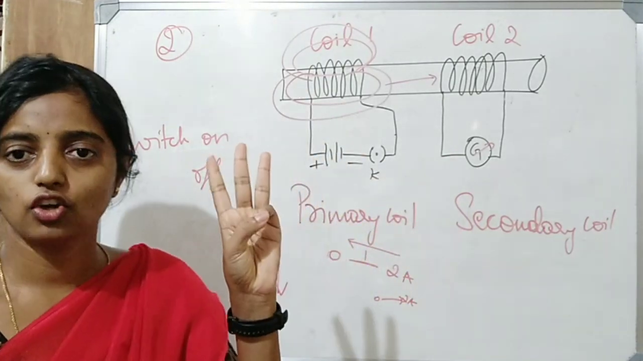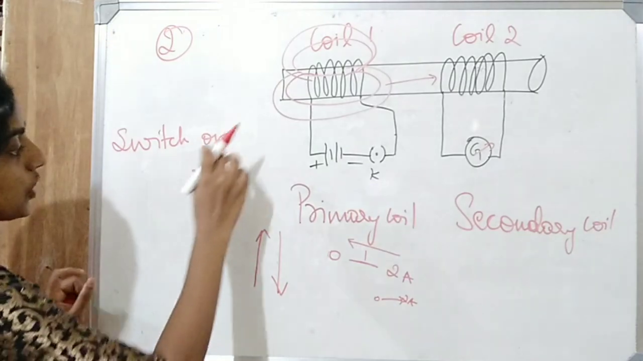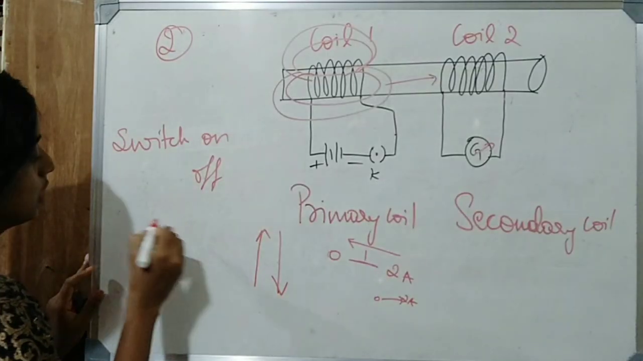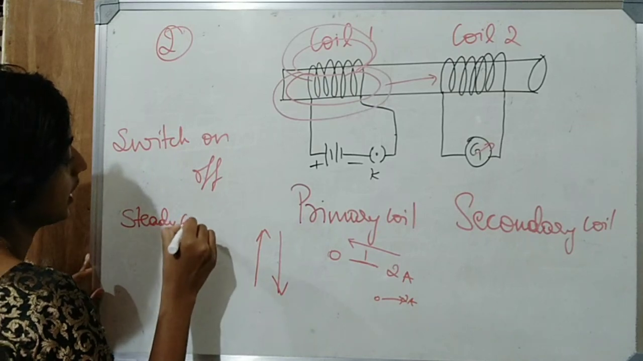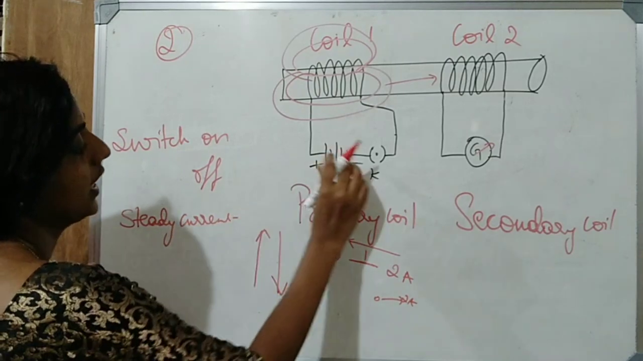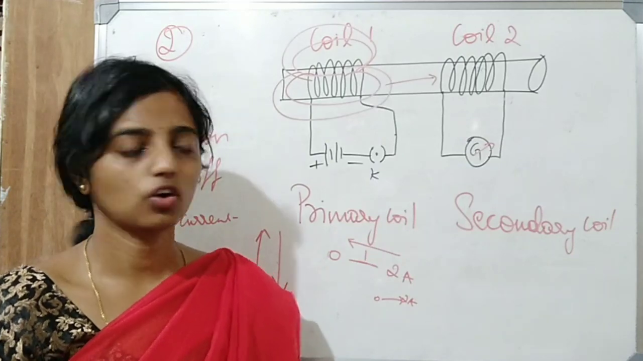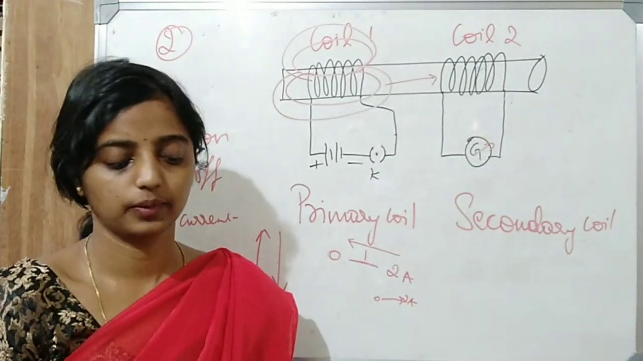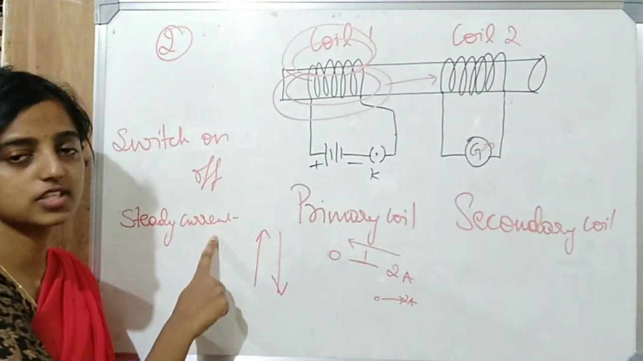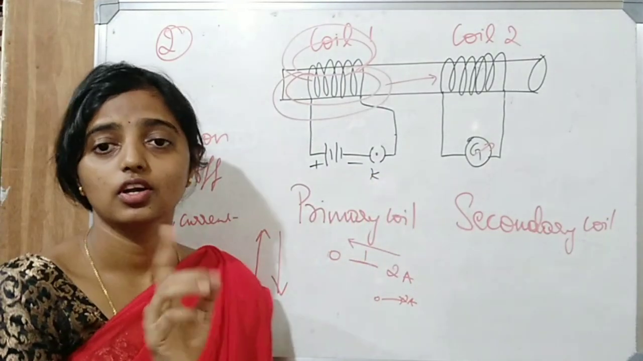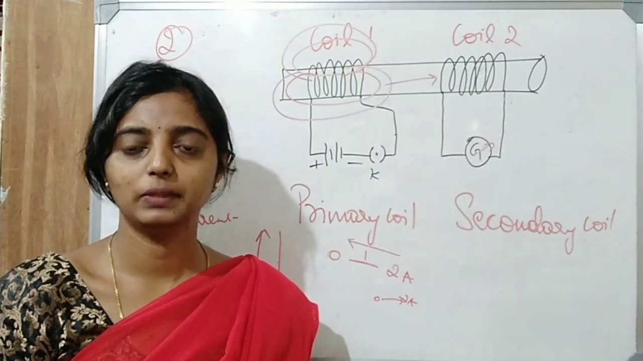From this activity, we need to understand 3 points, okay? So first one we understood, and second one we understood: switch on and switch off. And the third one is steady current. Steady current means the current has been fixed to some point and no change. We are not switching off, we are not switching on. What happens to this galvanometer? When we have a steady current, then remember, we don't see any deflection in the galvanometer.